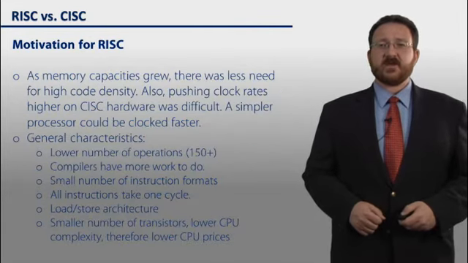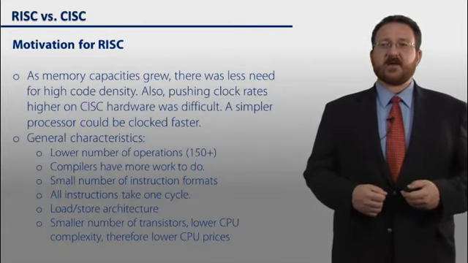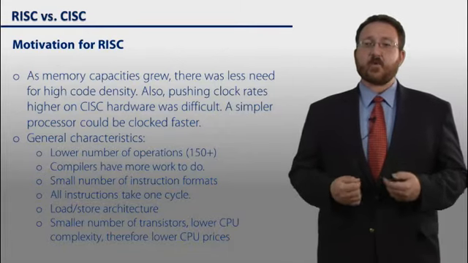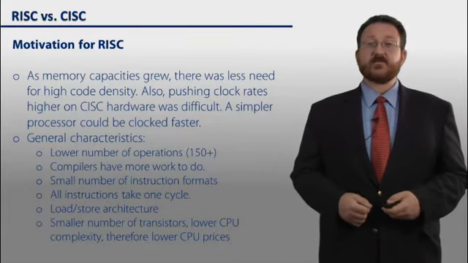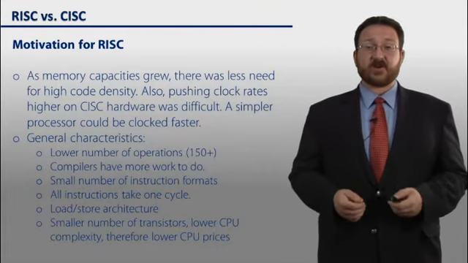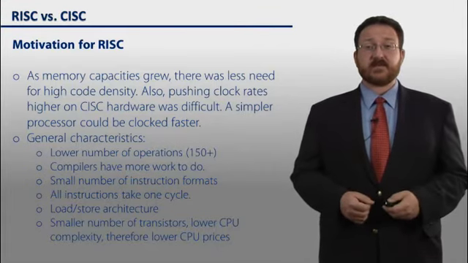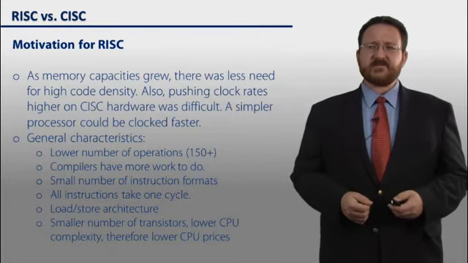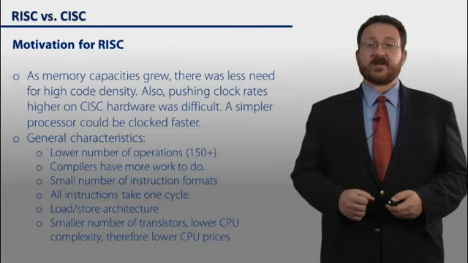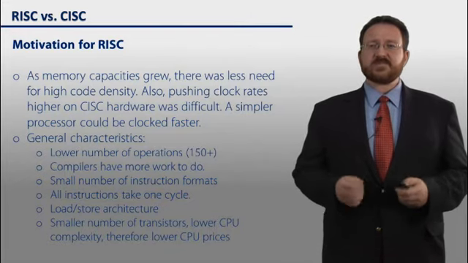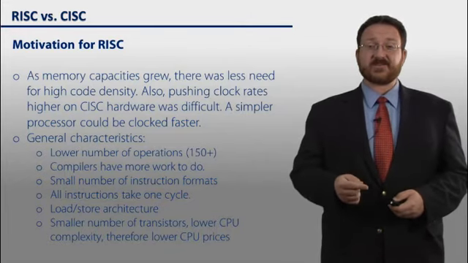On the other hand, RISC came out of the growth in quantity and quality of memory. As memory capacities grew, there was less need to have a lot of code packed into a small space. Also, it was getting very difficult to push the clock rates higher and higher on the complex hardware. So a simpler processor could run faster.